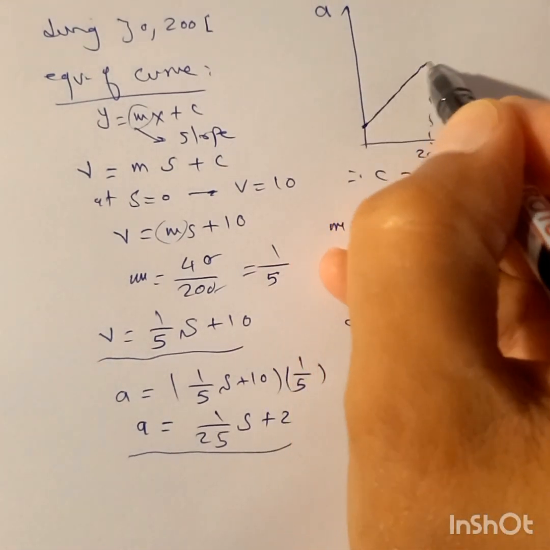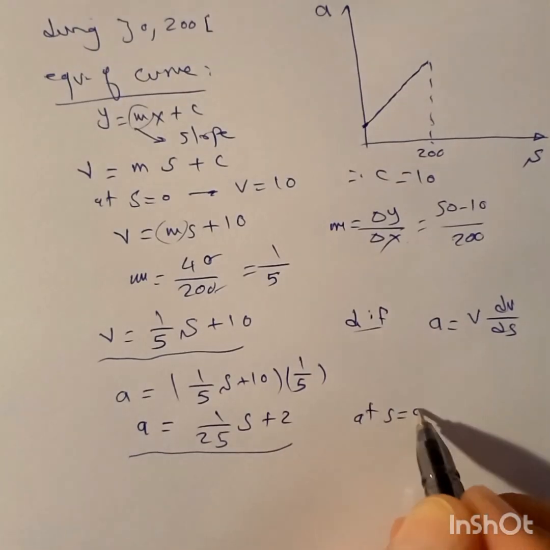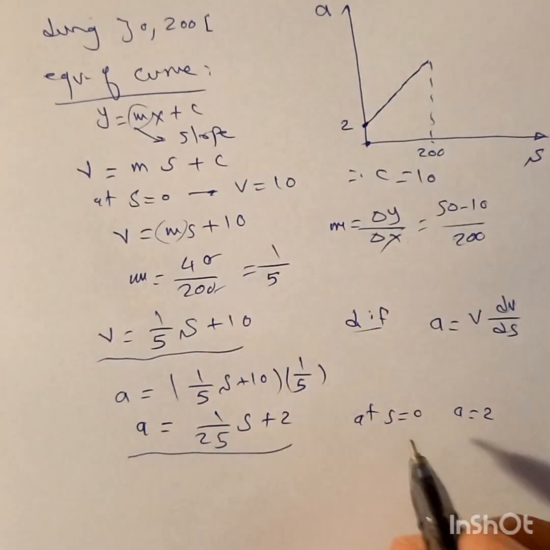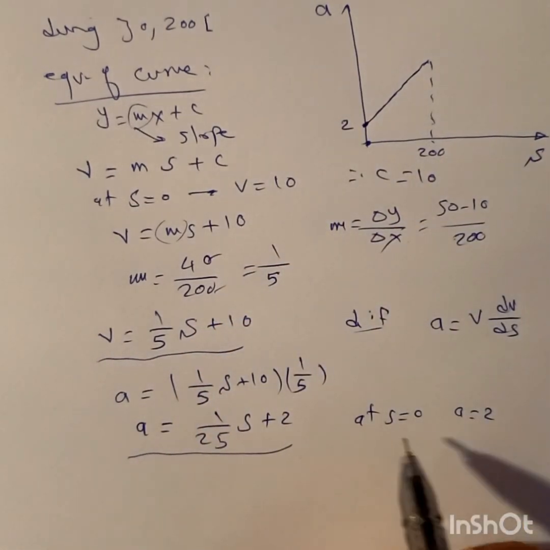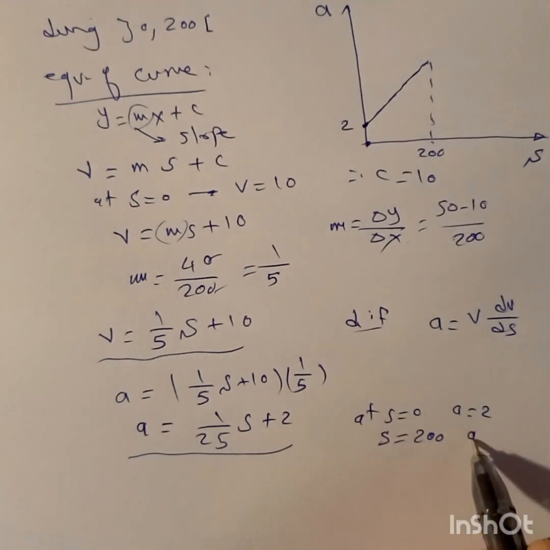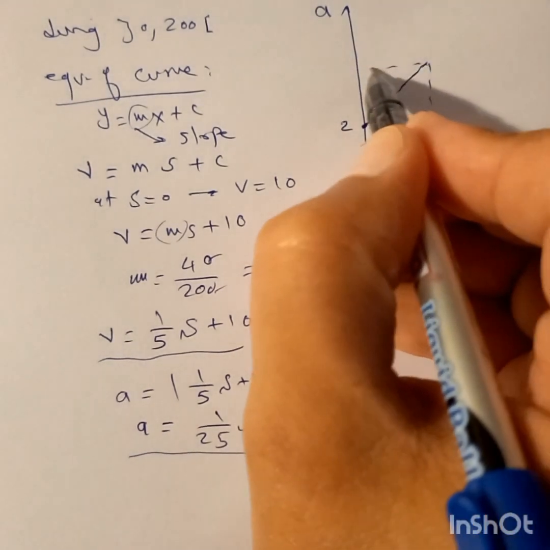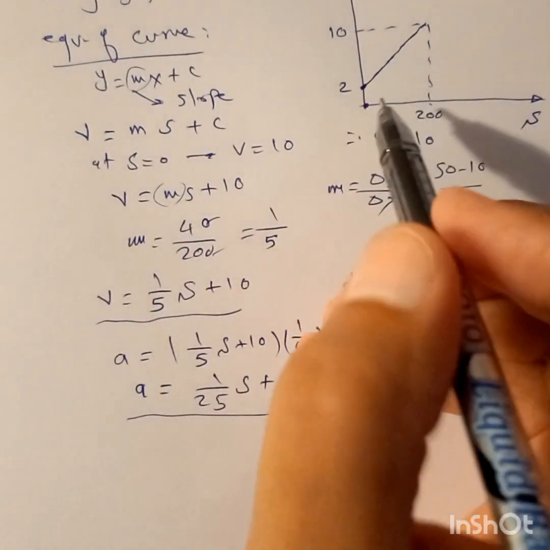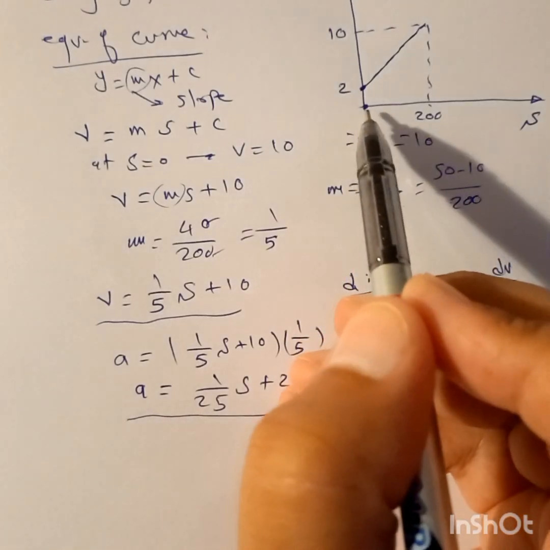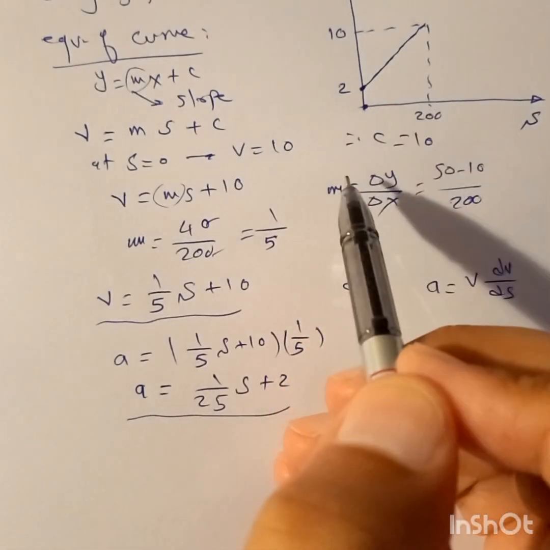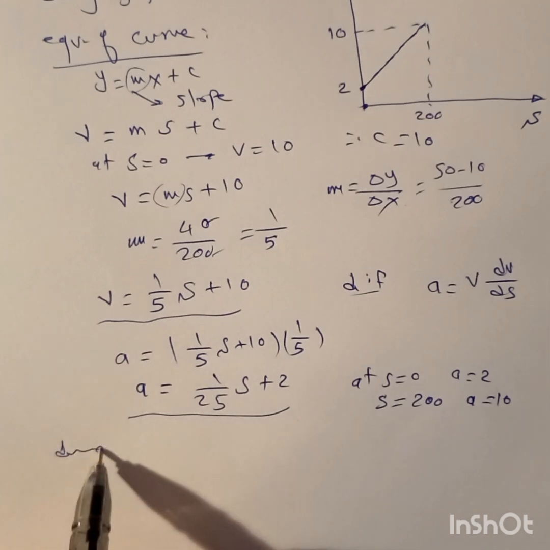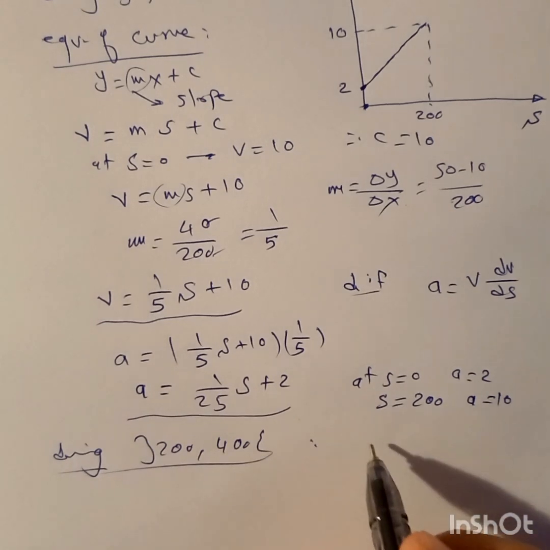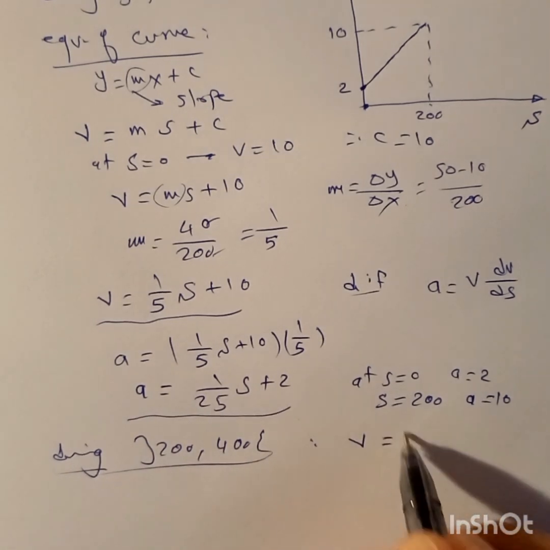Okay, here at s equals 0, a is 2, and at s equals 200, a equals 10. Then we have here 10. Okay, this is the curve corresponding to this one during the displacement interval from 0 to 200. Okay, during the second interval 200 to 400, here we have velocity from the given curve equals 50.